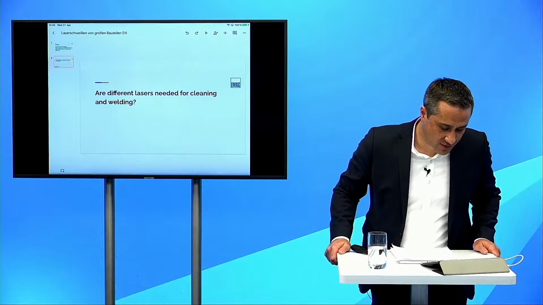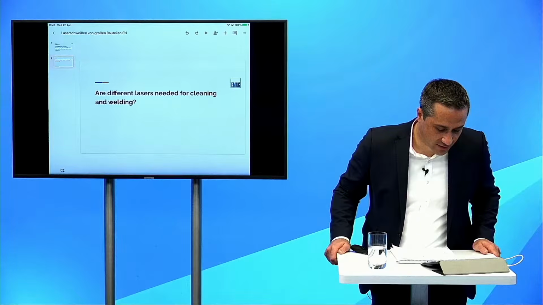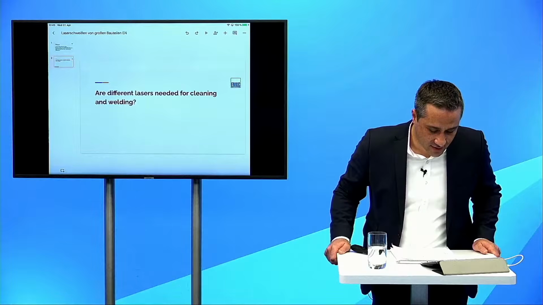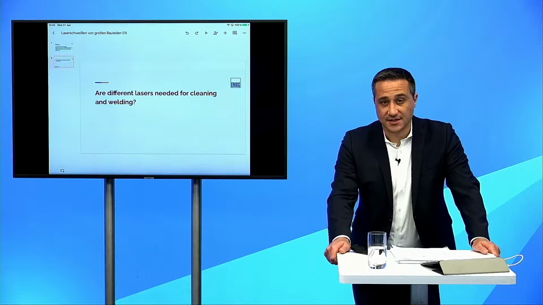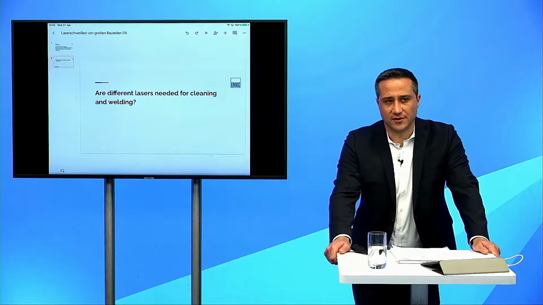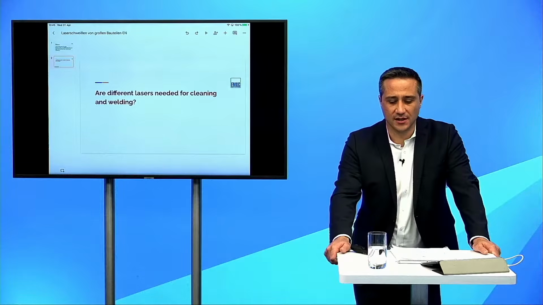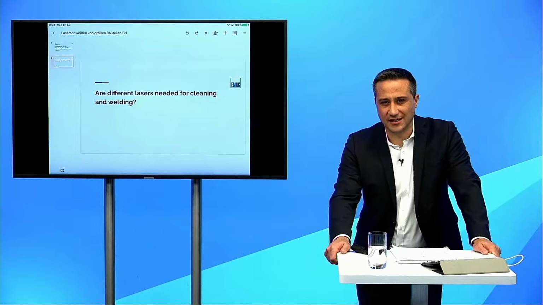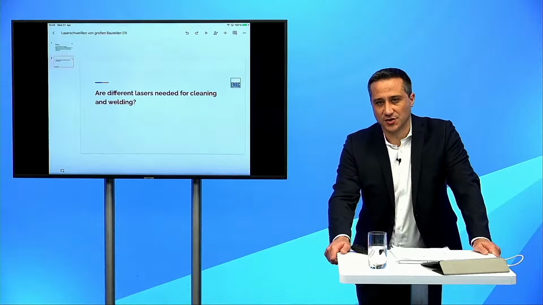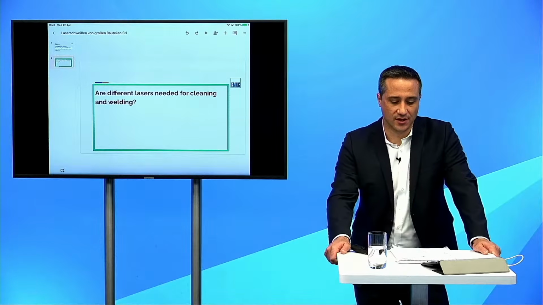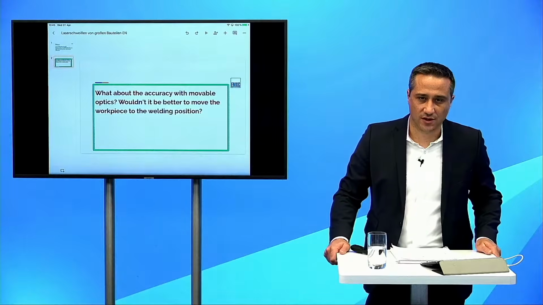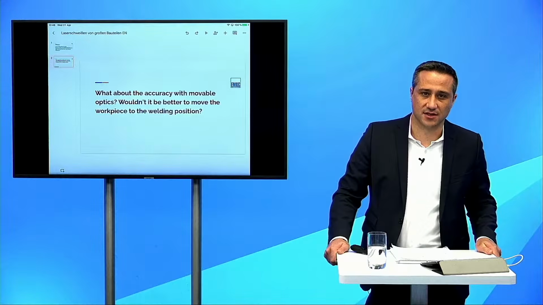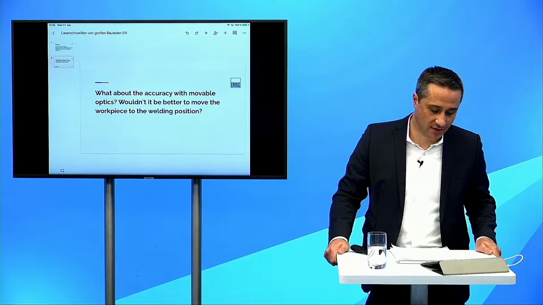There was one question in regards to the cleaning process itself. Are different lasers needed for cleaning and welding? The answer is yes. As I mentioned, we do have a 200 watt pulsed laser source for cleaning up the surface before welding. And in this special case, we are having an 8 kilowatt solid state laser source to weld the components together. So cleaning is done with a 200 watt pulsed laser with a scanner optic, and the second one is done with a solid state 8 kilowatt.